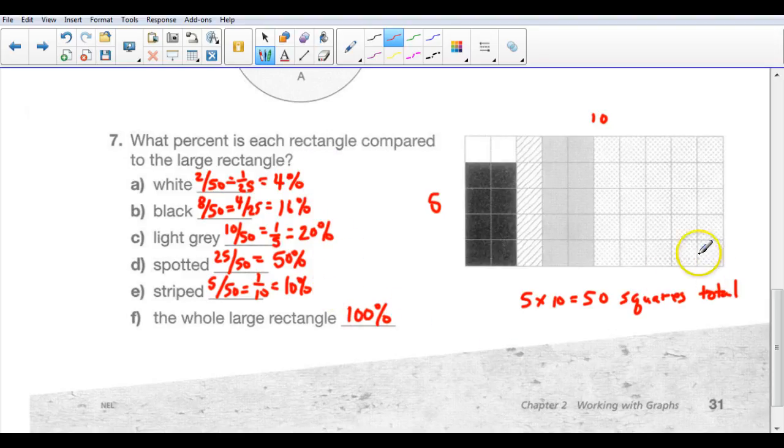Okay, so that's getting started. And the next one we'll do is we'll get on to 2.1, which is going to be bar graphs in detail.